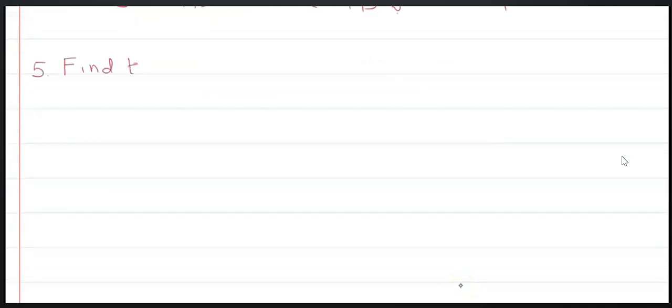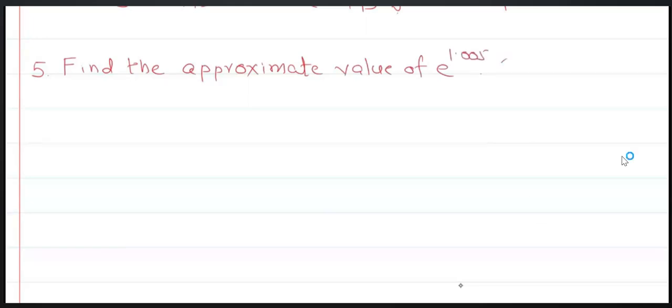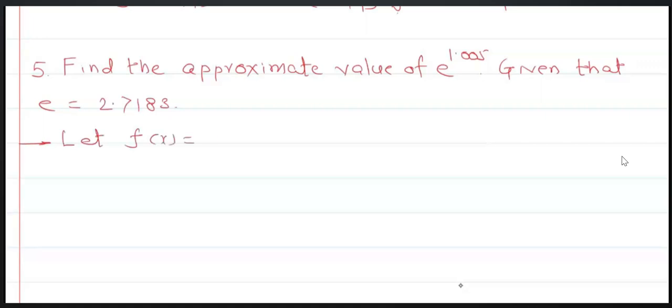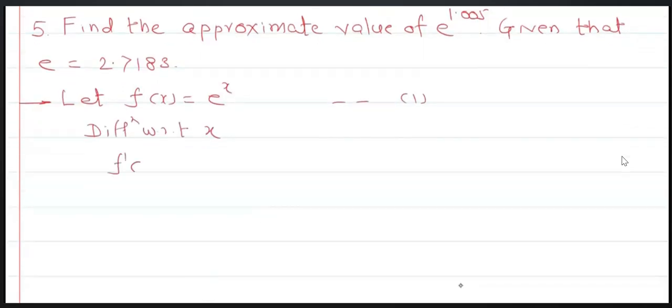Now the next is problem number 5. Find the approximate value of e raised to 1.005. Given that e is equal to 2.7183. Now f of x is equal to e raised to x. Now differentiate this with respect to x. f dash of x is equal to e raised to x. It's a derivative.